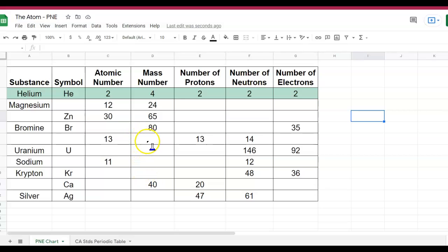On this particular chart, you do not need to look at the periodic table to find the mass number. You will get the mass number directly from this chart. The only thing that you need your periodic table for is your atomic numbers, the chemical symbol, and the element name. If you have any questions, please make sure you reach out.